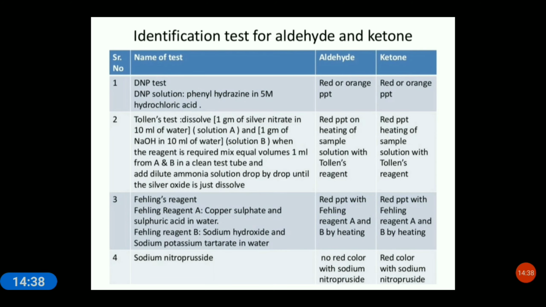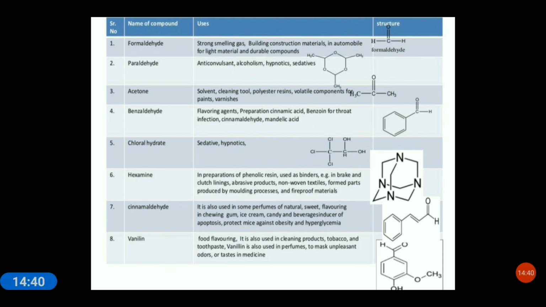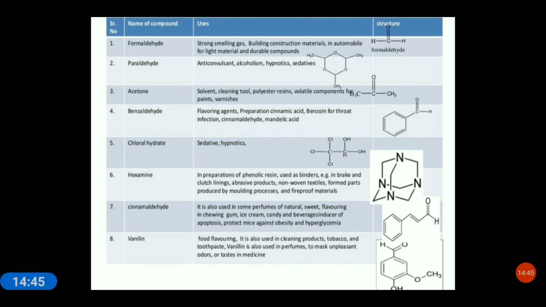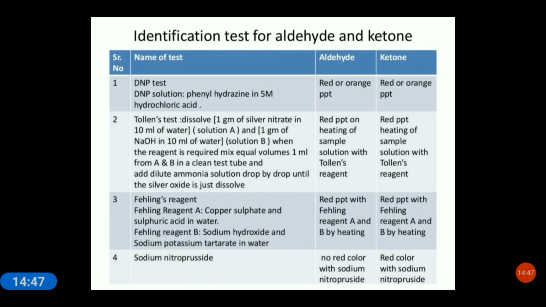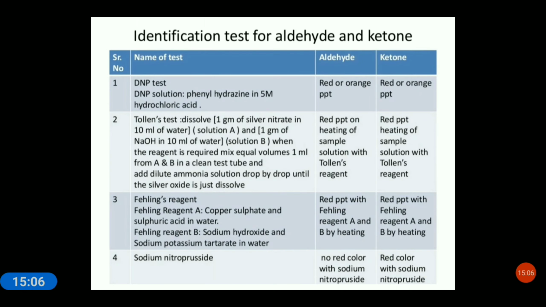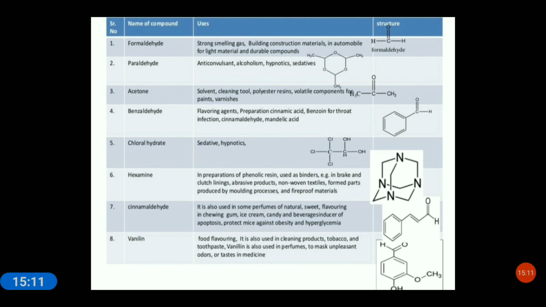Some identification tests are there for aldehydes and ketones, so go through these identification tests. No need to remember all the tests. Few tests are there which you will do in the lab also, like Tollens, Fehling, DNP. You will not do all of them, but DNP is important. Then next you will see which reactions are given by formaldehyde, benzaldehyde, etc. So only go through these tests so you can do the distinguishing reactions.